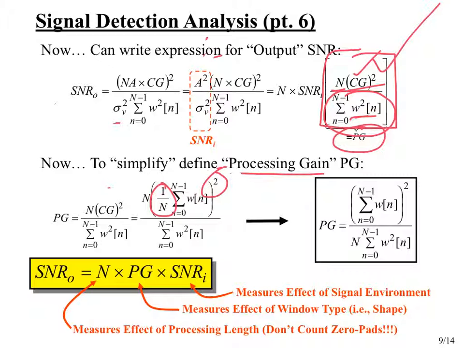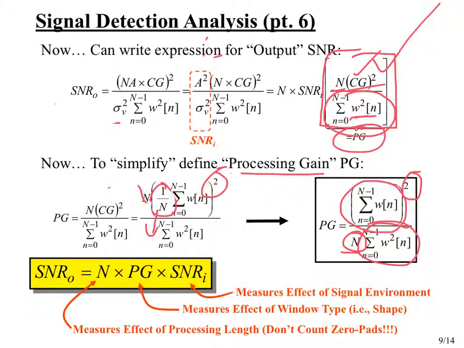So let me pull that 1 over n squared out. 1 will cancel with that, and 1 will go down in the bottom. So there's the 1 that I put down in the bottom. And so look what I have here. I have the sum of the window values squared divided by n times the sum of the square of the window values. And that's the processing gain.